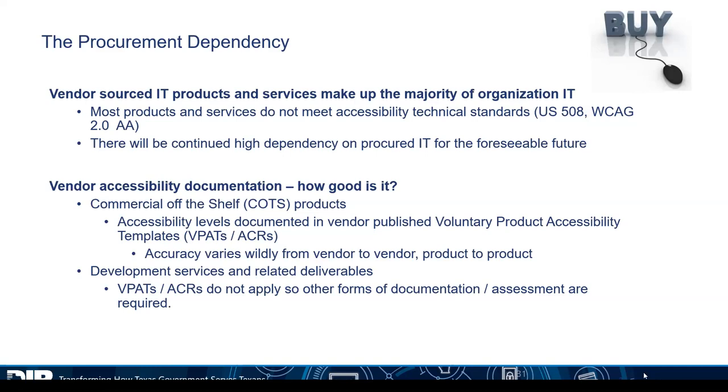Almost everything that anybody uses within an organization is procured. Most of it, a good deal of it, doesn't meet accessibility standards today. And nobody's going to be building everything themselves that they're using within their companies, for obvious reasons. Vendors provide documentation, but how good is it? For commercial off-the-shelf products, we have VPATs, but the accuracy of what's in those VPATs varies wildly from vendor to vendor, product to product. I'll talk about that. And then when you're buying development services to develop an application or a website, there are no VPATs. So how do you assess the levels of commitment and skill levels in those organizations?